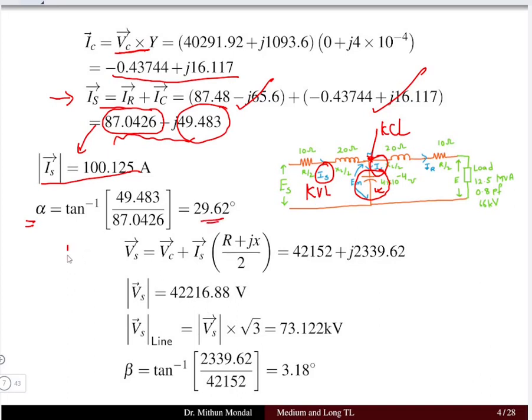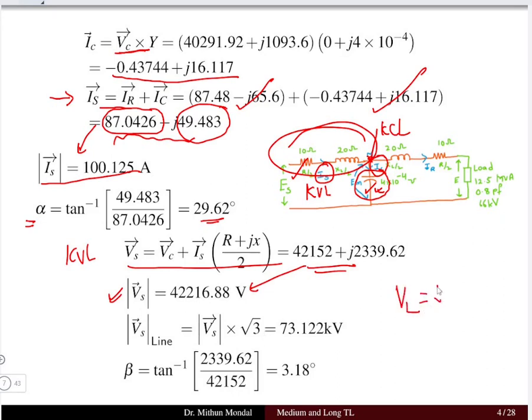Now if we apply the KVL at the sending end, we will have the sending end voltage equal to the capacitive voltage plus the net drop in this part of the line, which is R plus jX by 2. So we will get the sending end voltage. Now the magnitude of the sending end voltage we can compute from here, and then we have to transmit the computation in the line quantities. So the line voltage will be equal to root 3 times the phase voltage. We have computed the phase voltage here. Now if you multiply that with root 3, we will get the line voltage of the sending end with its magnitude.